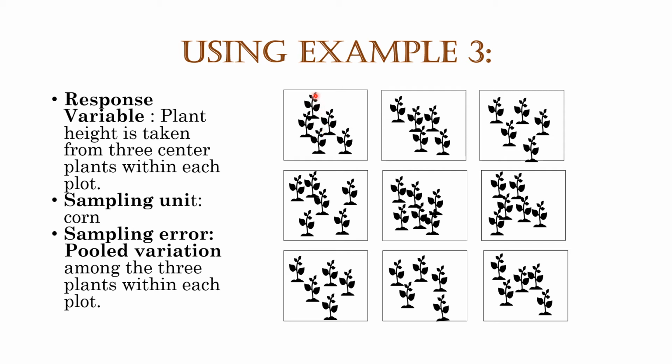However, in experimental error, if they are treated the same, for example this one, then this one, and then this one, but they did not have the same response, then that will be called the experimental error. So experimental error is the error among experimental units, whereas sampling error is the variation, or the error, among sampling units within each experimental unit.